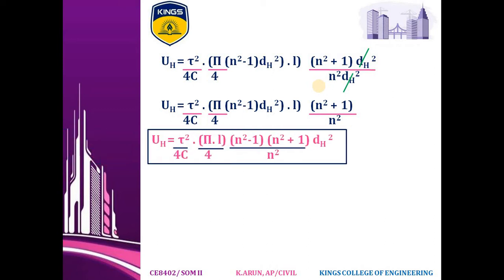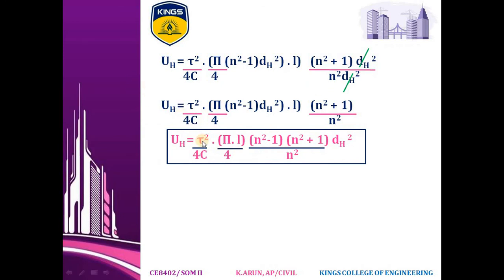So strain energy of the hollow shaft will be equal to tau square by 4C, and then I have written the pi by 4 length terms in one side and n square terms in the subsequent side. So n square minus 1 into n square plus 1 divided by n square multiplied by small dH square. So this is equation 1. So now we have calculated the strain energy of the hollow shaft.